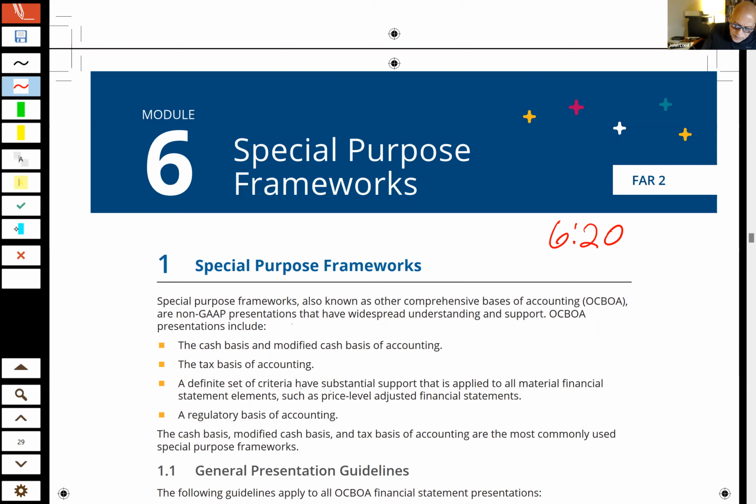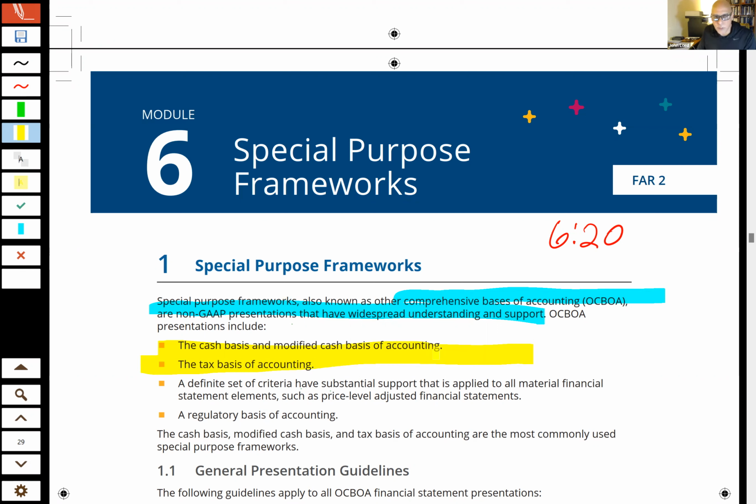They call these bases other than accrual an other comprehensive basis. It is non-GAAP, but it is widespread and has general understanding. For example, cash basis. So they give us that as an example. Cash basis could be tax basis. Maybe for whatever reason, an entity is going to prepare their financial statements based on tax law as opposed to based on the GAAP rules that we're studying for the large majority of our FAR exam, right? Regulatory basis of accounting. What happens here? Let's say you're an insurance company and you are regulated by the state commissioners.